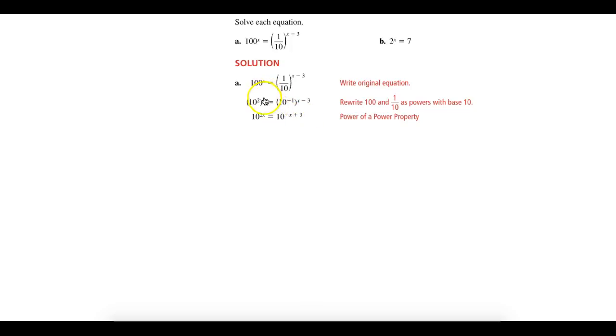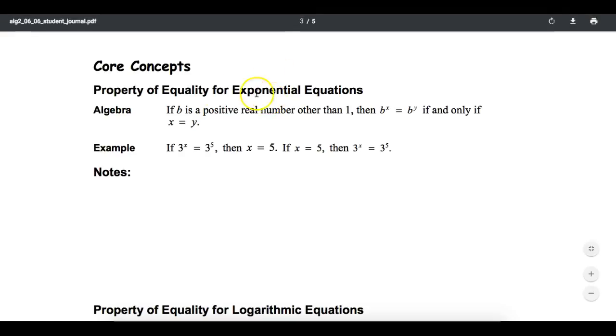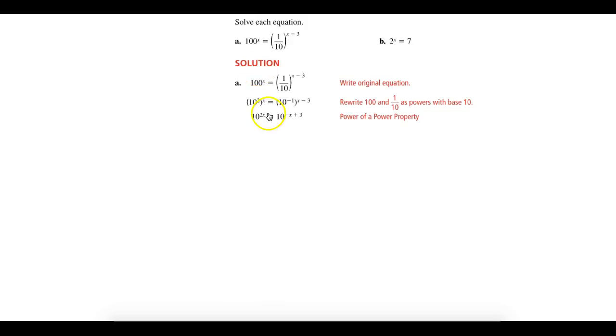So you can see from this step right here, all we did is distribute our exponents, and now we have an equation with base 10 on both sides. So here 10 to the 2x is equal to 10 to the negative x plus 3. Based on our property of equality for exponents right here, we know that this equation must be true if and only if the exponents are equal to each other.